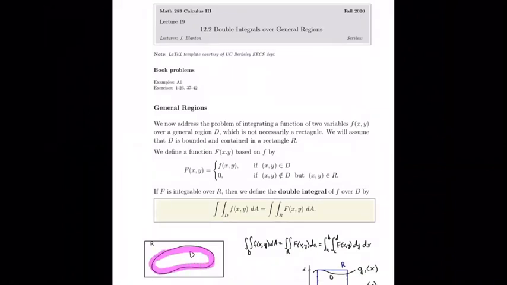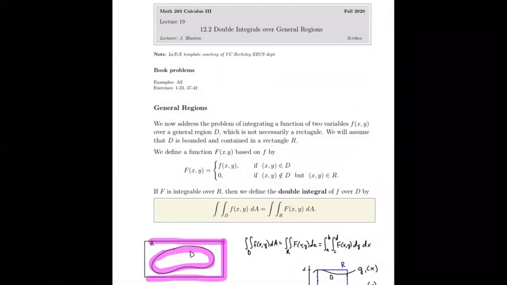And we want to find the integral of this lowercase f function, f of x, y, over D. And D is not necessarily a rectangle. But we will assume that D is bounded and contained in a rectangle R. That's what's also drawn in this picture below: this region D is bounded, and we've picked out a rectangle R that does contain it.